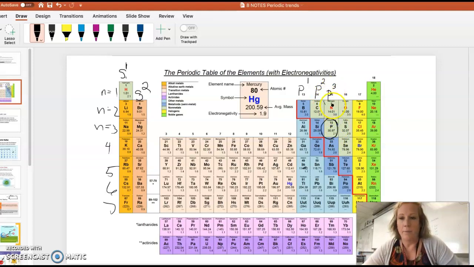Phosphorus is going to be chemically similar to nitrogen and everyone else because it ends in S2P3. And so on. So these guys are going to end in P4, P5, and then P6.